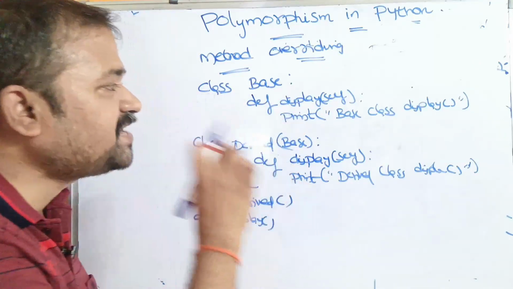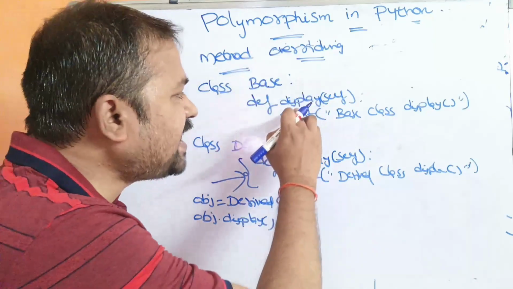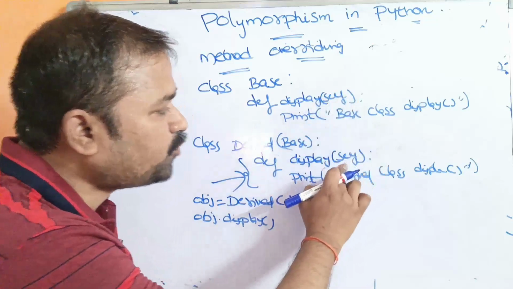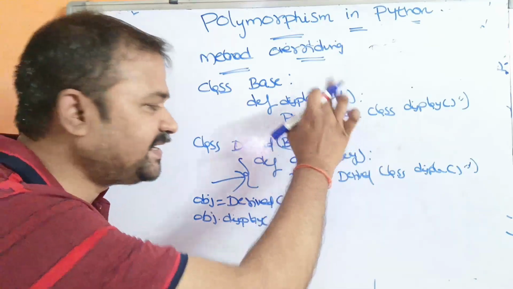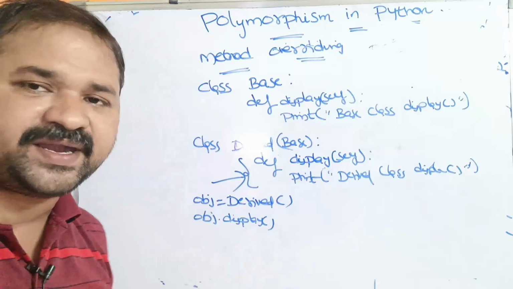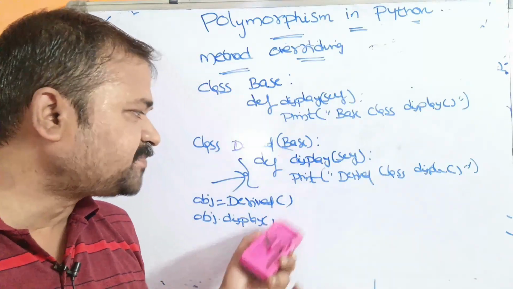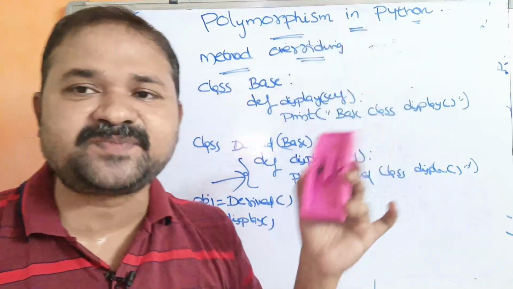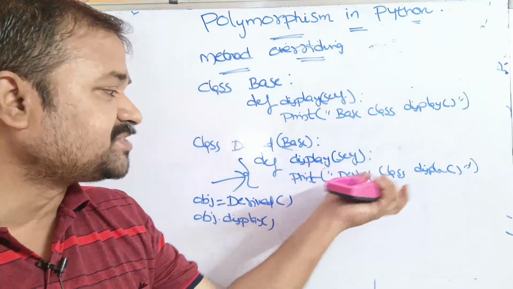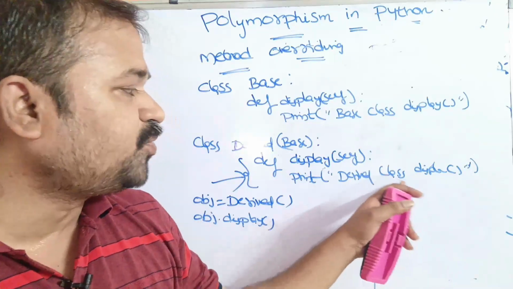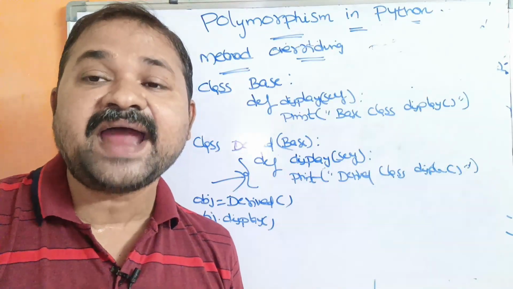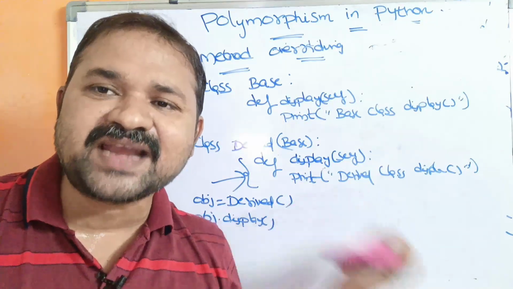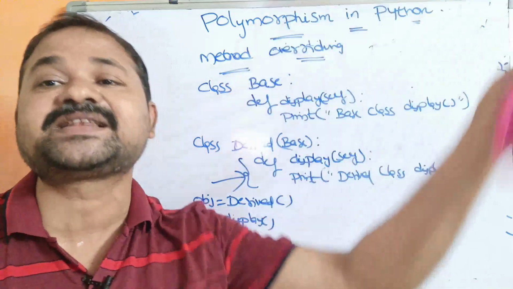We can implement method overriding only when the base class and derived class contain the same method name as well as the same prototype. Here we have only one argument, that is self. Here also we have only one argument. So whenever we call the display method, the derived class display method will override the base class display method. So the derived class display method is going to be executed, and we will get the output as derived class display method. And this process is called what? Method overriding. Why? Because the derived class method is overriding the base class method.